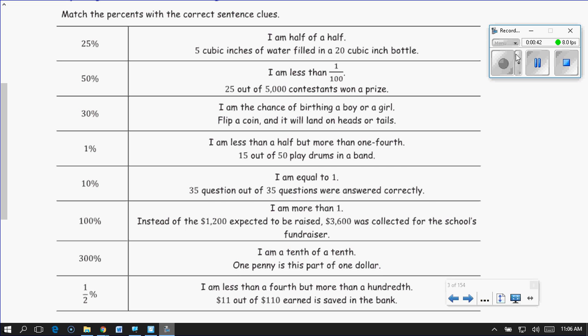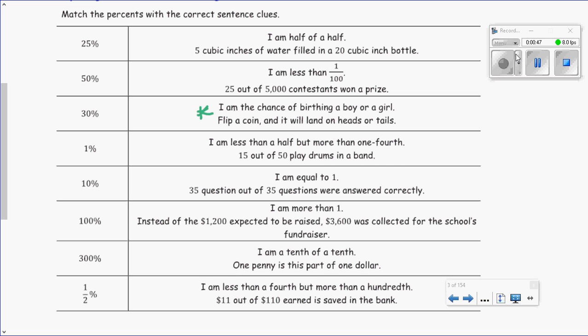Okay, in my mind, some of the easiest ones are this one. I am the chance of birthing a boy or a girl, flip a coin and it will land on heads or tails. That's 50% or 1/2. Okay, another easy one for me is I am equal to 1. 35 out of 35 questions were answered correctly. That's 100%. Okay, again, if you get any of these wrong, you can pause it and switch your answers so that you have a chance of getting them correct.